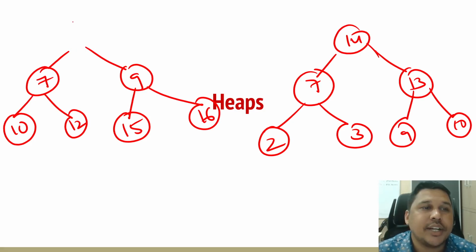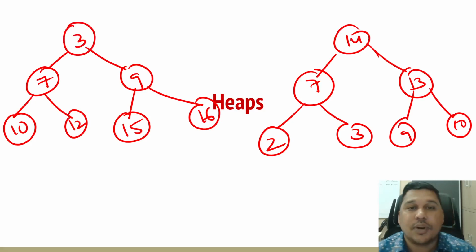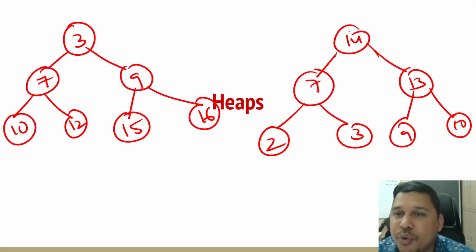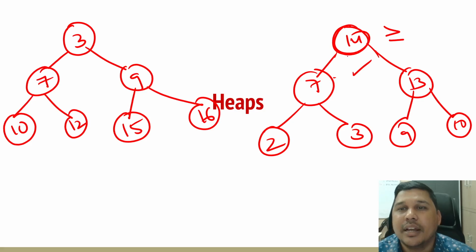This is also another kind of a heap. Okay, what is the heap property? Heap property says that the value of a node must be greater than or equal to the values of its children. Here you see, the value of this node 14 should be greater than or equal to its children. Yes, it is satisfying. Why? 14 is greater than 7 and 13.